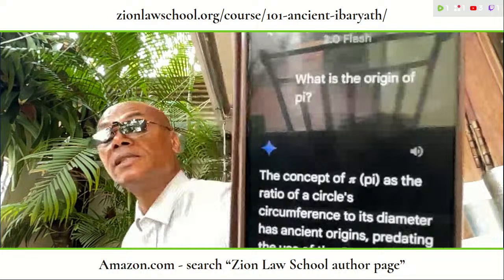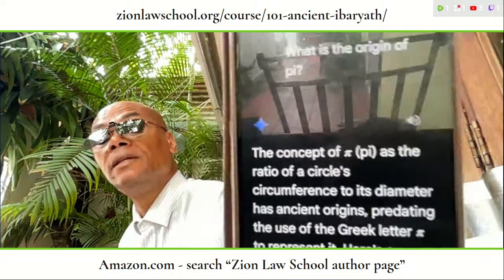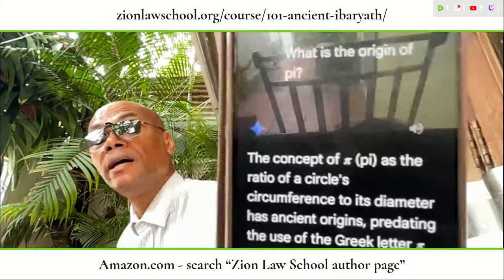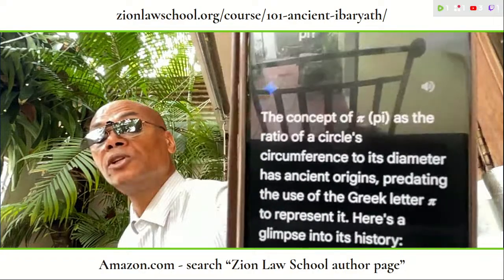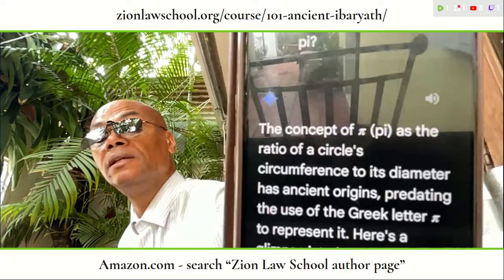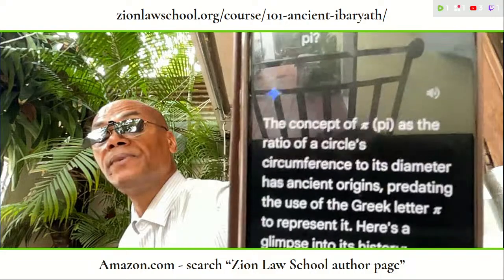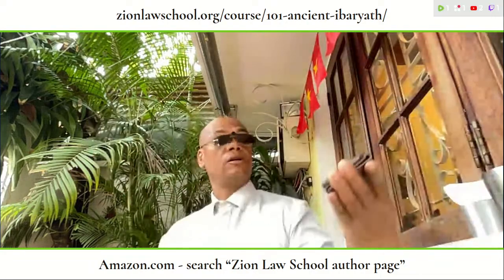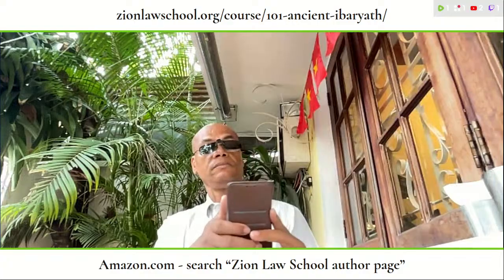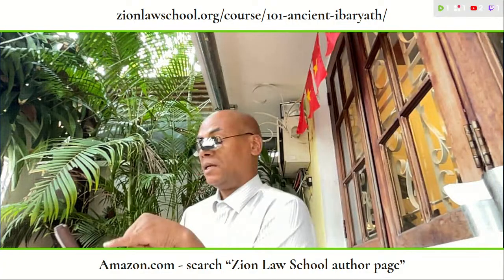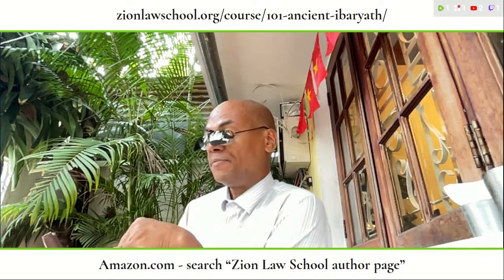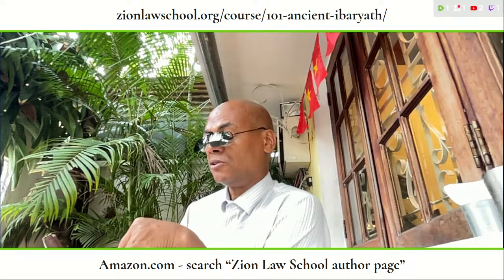So my question is, what's the origin of pi? The concept of pi as the ratio of a circle's circumference to its diameter has ancient origins. So the ratio, what does it say, y'all? The concept of pi as the ratio of a circle's circumference.